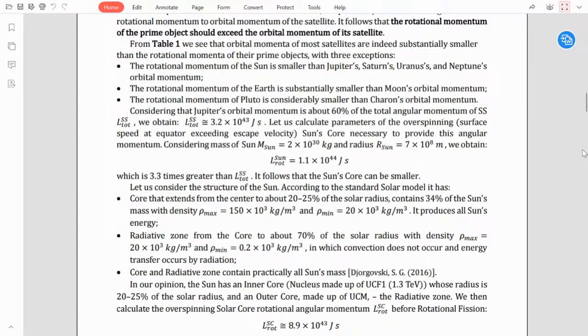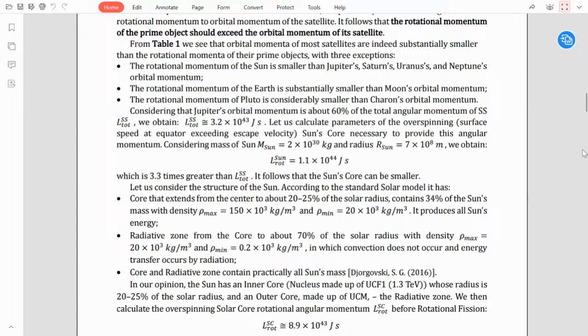Considering that Jupiter's orbital momentum is about 60% of the total angular momentum of the solar system, we obtain this value for the total rotational angular momentum of the solar system. Let's calculate the parameters of the overspinning Sun's core, with speed at the equator exceeding escape velocity, necessary to provide this angular momentum.